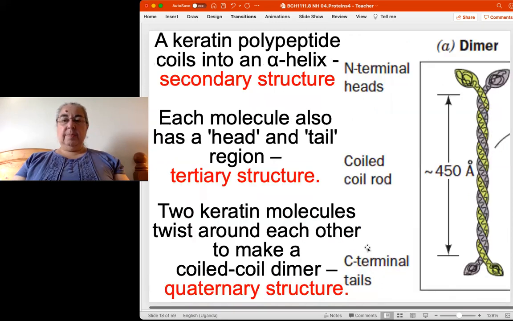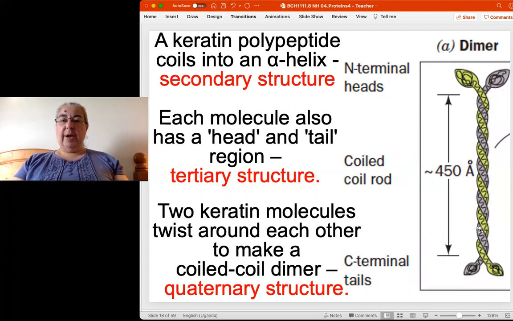Okay, so this is what each of those molecules looks like. Here is the dimer made up of two keratin molecules twisted around each other. Okay, so the middle part here is all alpha helix. So you can see in each molecule, there's a green molecule and a purple molecule shown here. The green molecule twists around and is alpha helix. The purple molecule twists around and is alpha helix. And then these two helices are twisted around each other in a coiled coil.